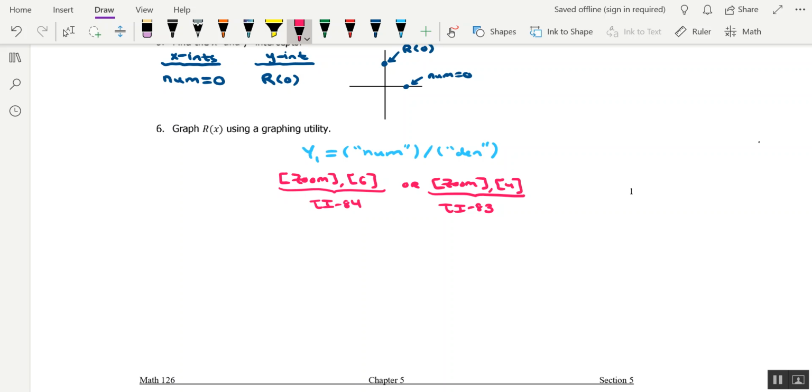Alright, so that concludes the bit on how you analyze the graph of a rational function. I'll be uploading a video or two which illustrates this process in action with specific rational functions.